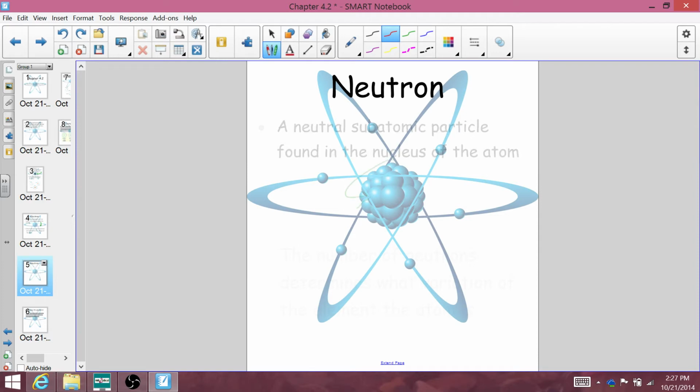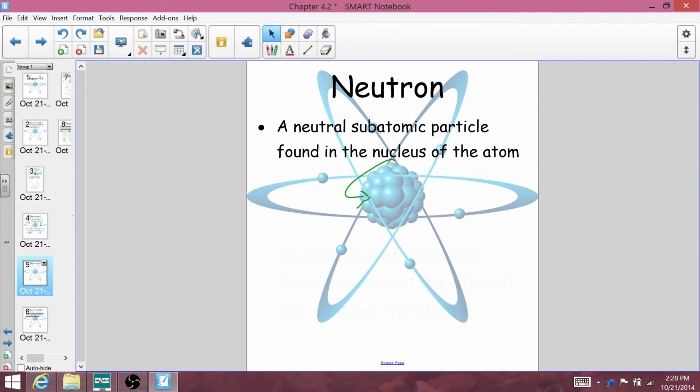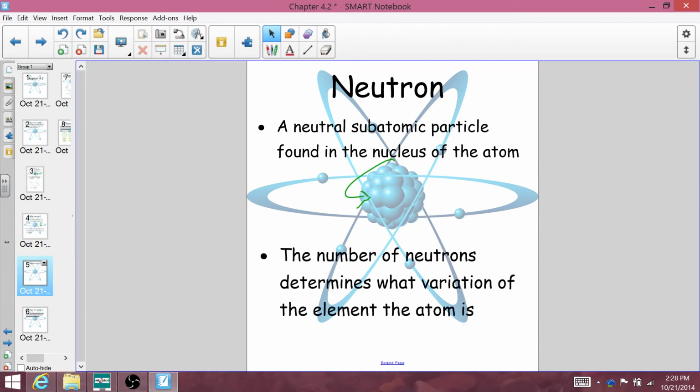A neutron is the neutral subatomic particle found in the nucleus. So the nucleus is made up of protons and it's made up of neutrons. And neutrons don't have a charge. They're totally neutral. They don't add positively or negatively. And the number of neutrons determines what variation of the element the atom is.